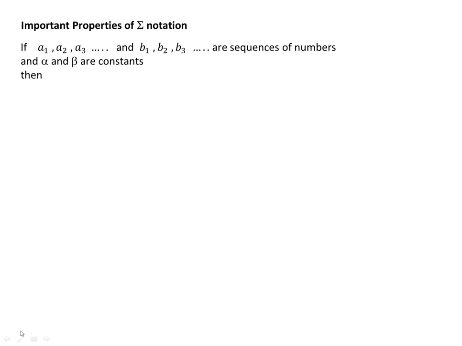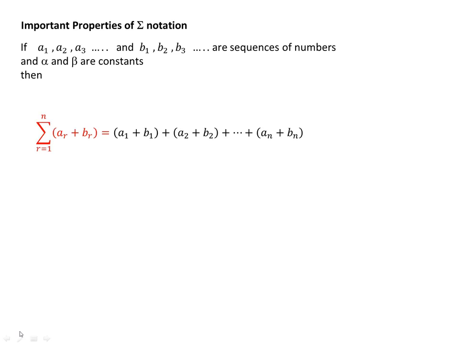Now there are some really important properties of sigma notation that we just need to establish and make sure that we understand. So let's suppose we've got two sequences of numbers, one given by A1, A2, A3, etc., the other one given by B1, B2, B3, etc., and that alpha and beta are just two constant numbers.